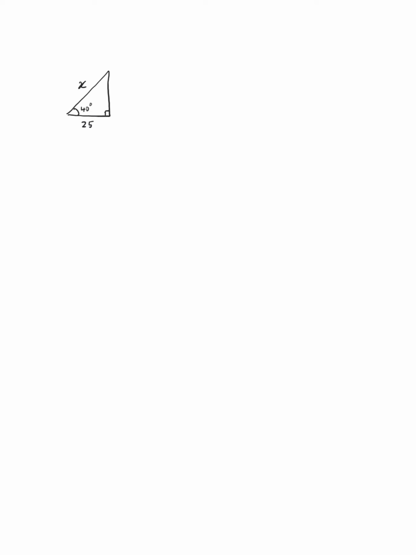So we have another example here, so we'll go through those same steps. I'm going to write out SOHCAHTOA and label my sides. So x is the hypotenuse, it's the longest side opposite the right angle. 25 is adjacent because it's next door to and touching the 40 degrees, which is the angle I've been given. So the side over here is the opposite.